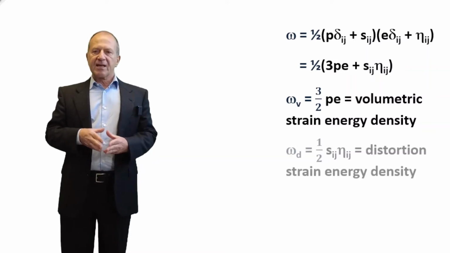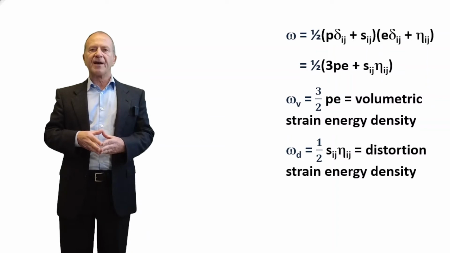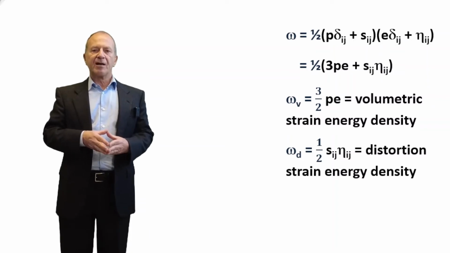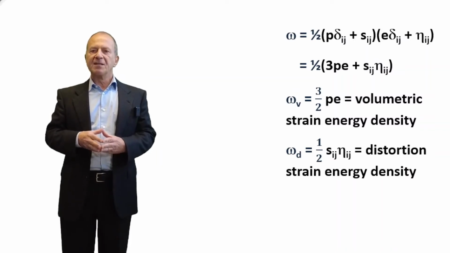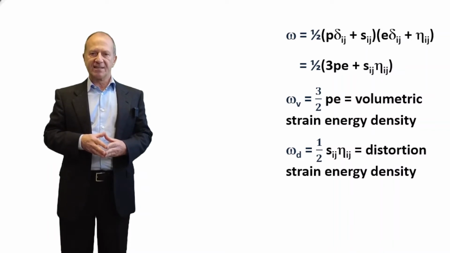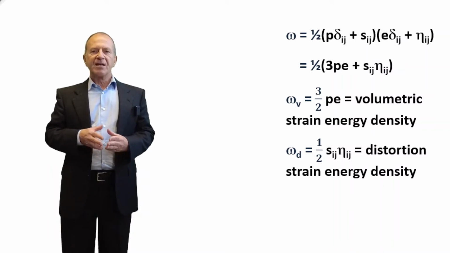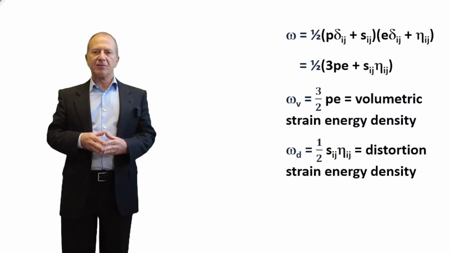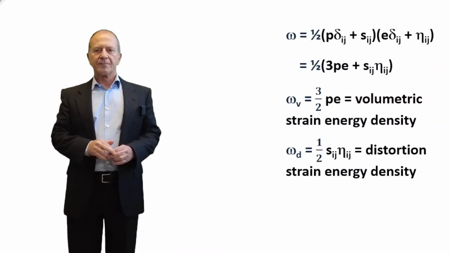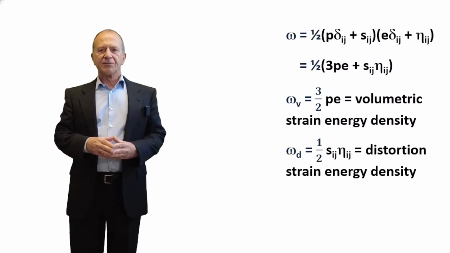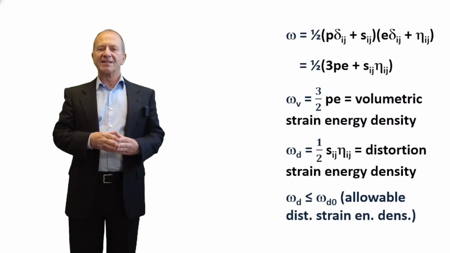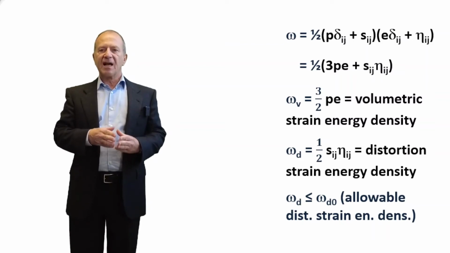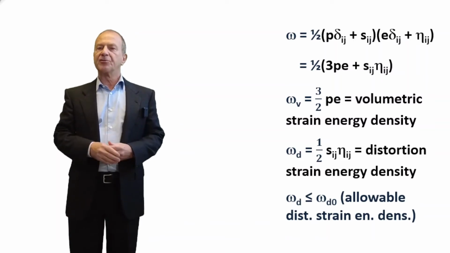By difference, the second term, omega d, equal to 1/2 of Sij eta ij, is the part of the strain energy density responsible for the shape variation of the element, and is called distortion strain energy density. As yielding in metals is found to be independent of the hydrostatic pressure, only omega d has to be bounded to avoid yielding. Thus, von Mises' criterion states that omega d must be less than or equal to omega d0, where omega d0 is the allowable distortion strain energy density for a given material.